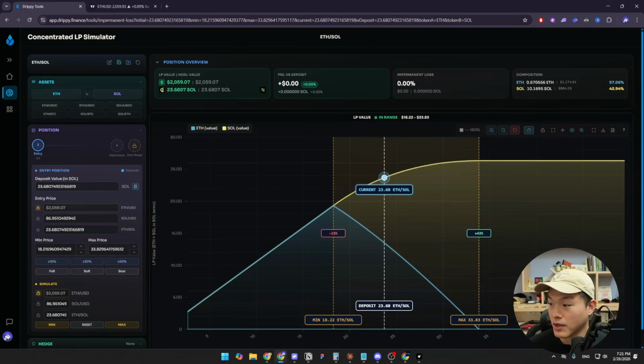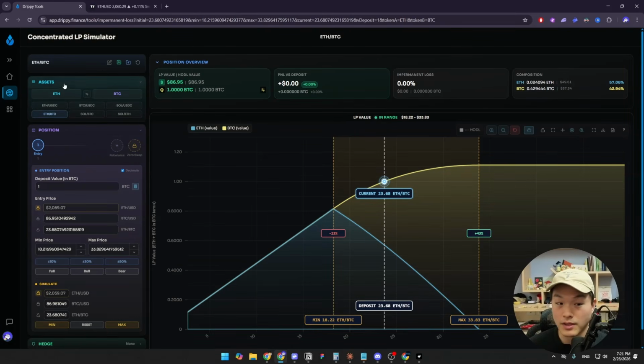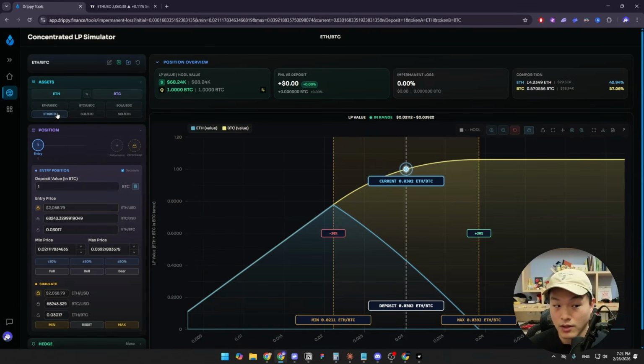If it moves up, it just means that you are gaining Sol in the process, right? Before we begin, we want to make sure that this is the quote asset mode and you can switch it here. So this is the base asset and this is the quote asset. Just a refresher on the base and quote asset: if I am trying to LP ETH to Bitcoin, ETH would be my base asset and Bitcoin would be my quote asset, right? Meaning that everything is being priced in Bitcoin.